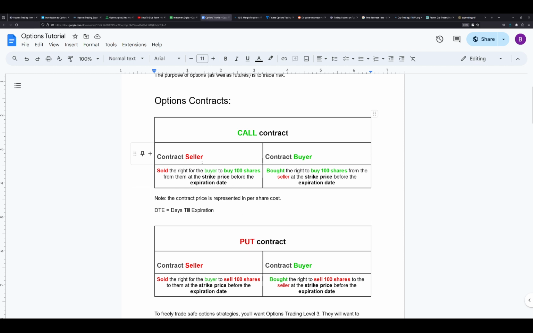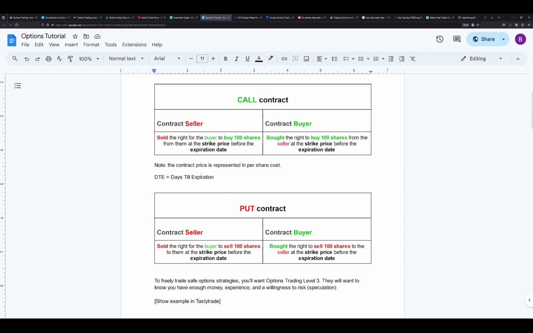In the case of the contract seller, for a call contract, they have sold the right for the buyer to buy 100 shares of the stock from them at what is known as a strike price by the expiration date. Simultaneously, the buyer has bought the right to buy 100 shares from the seller at that strike price before the expiration date.